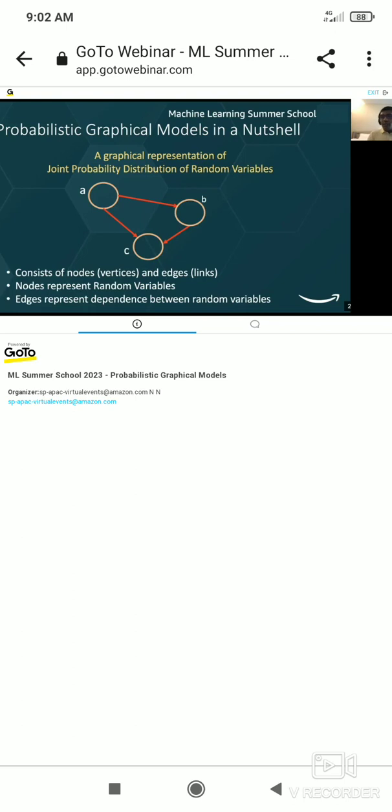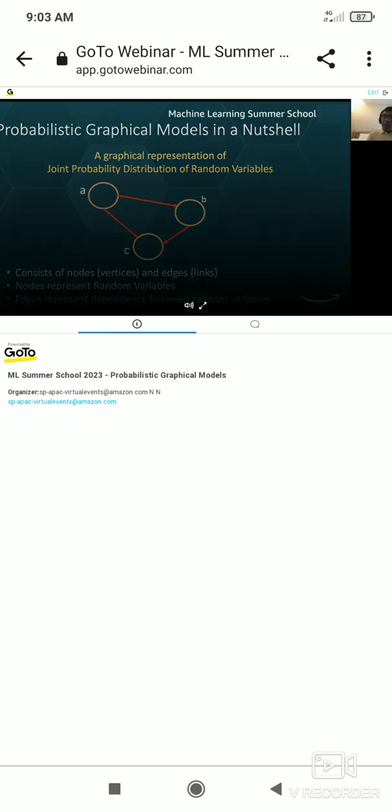So in the next few slides, we will see several examples of graph networks in real-world scenarios. Before I proceed further, I would like to state that it is assumed that the audience is familiar with basic concepts in probability to be able to grasp the contents of this lecture.